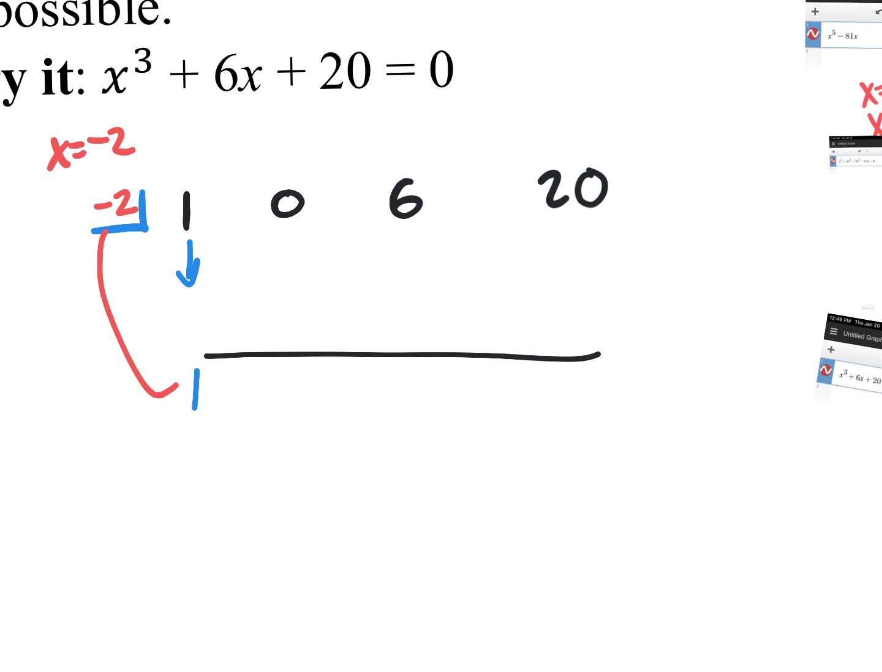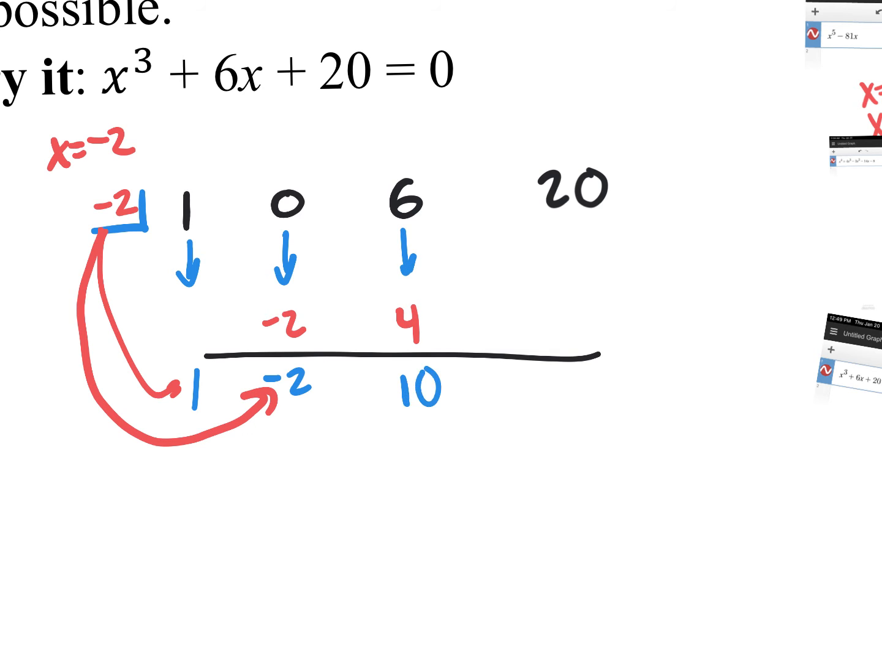As you go up, you multiply. -2 times 1 is -2. As you go down, you combine. 0 and -2 is -2. As you go up, you multiply. -2 times -2 is +4. As you go down, combine. 6 plus 4 is 10. As you go up, multiply. -2 times 10 is -20. And that's great that we got a 0. If you didn't get a 0, you made a mistake. You have to go back and check your work.